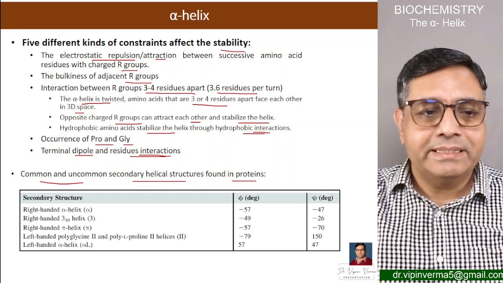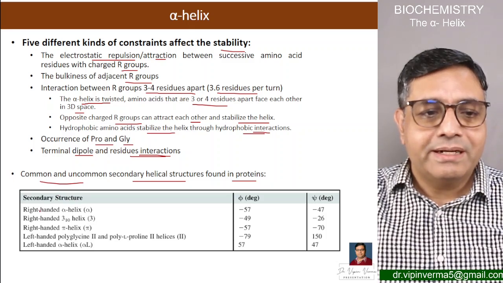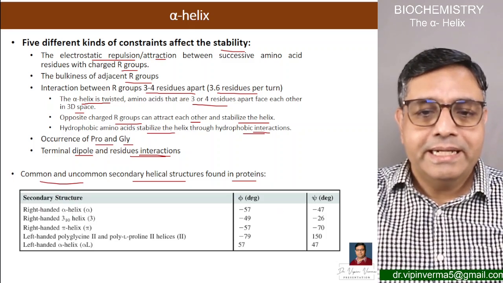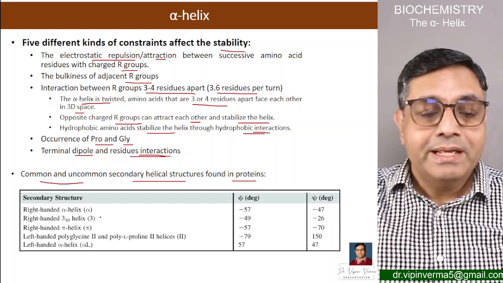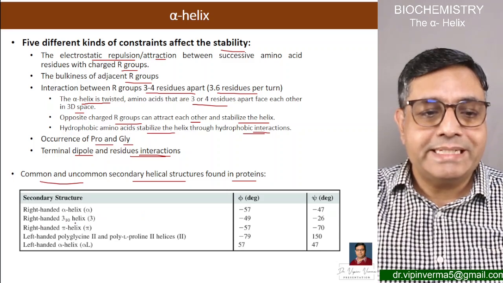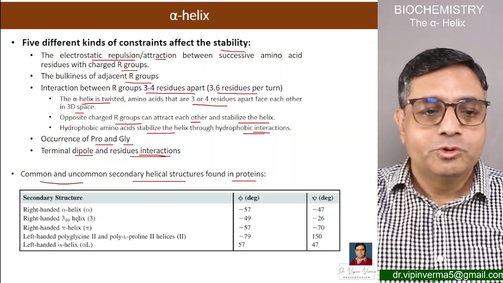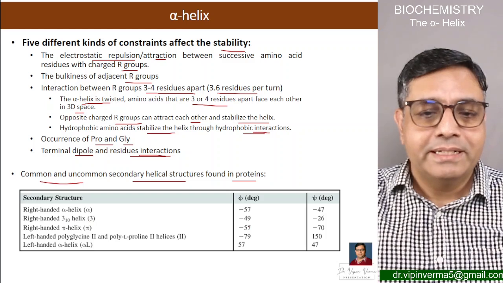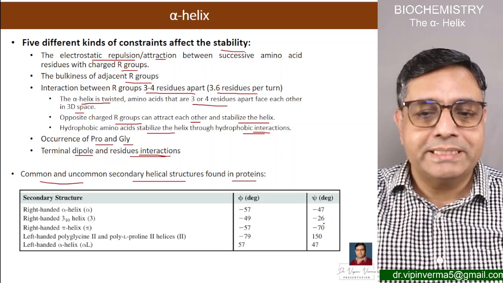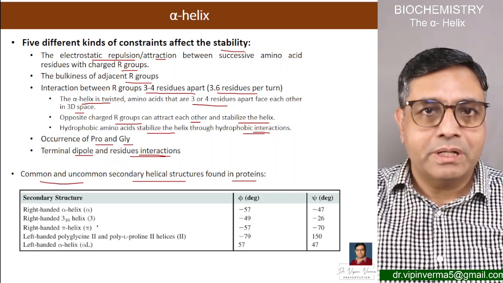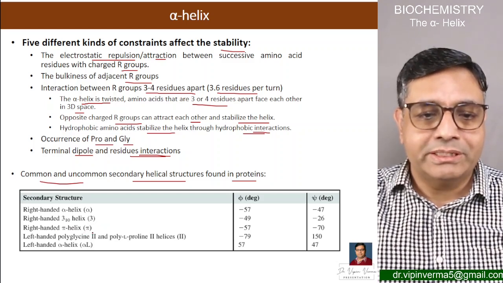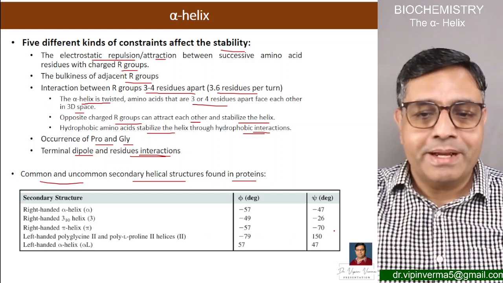So you can see here, this is the secondary structure, right-handed alpha helix. It has phi and psi angles of -57 and -47. Then we have a right-handed 3-10 helix. Okay, so we call it the 3-10 helix, and it has phi and psi angles of -49 and -26 degrees. Then we have the right-handed pi helix. These structures are uncommon. They have -57 and -70.